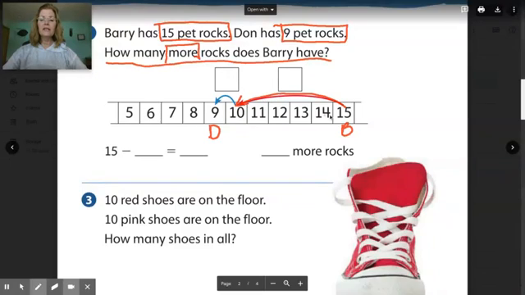So I'm just going to jump to 10 and then I know that 15 to 10 is 5 because 10 plus 5 is 15. And then I know that there is one more jump between 10 and 9. So 5 jumps plus 1 jump is 6 jumps. And 15 minus 6 equals 9. So there are 6. Barry has 6 more rocks. 1, 2, 3, 4, 5, and 6.